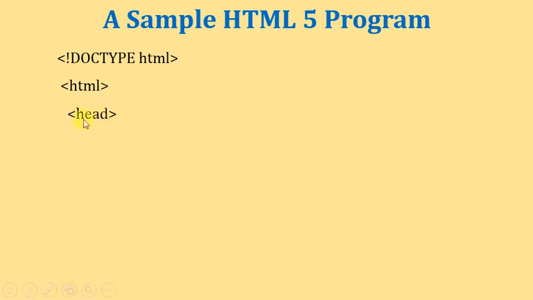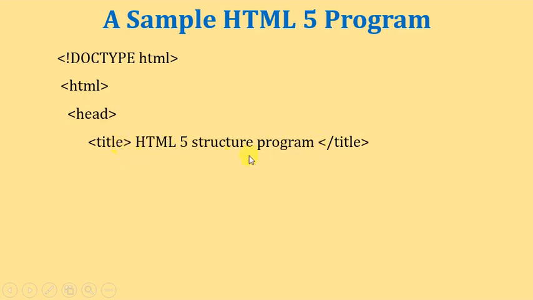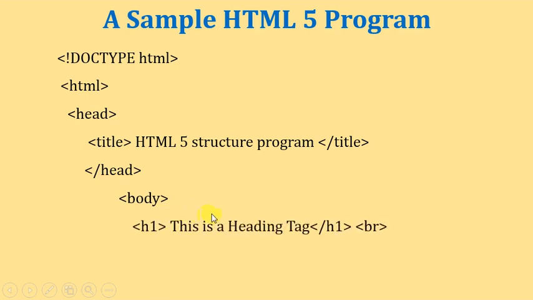The next tag is the head tag. The head tag includes the title tag, and the title tag contains the title of your program, which will be displayed on the browser. After the title tag, you have to close the head tag. While closing the tag, you have to use the forward slash. After the head tag, you have to proceed with the body tag. The body section contains the things which you are going to display on the web page.